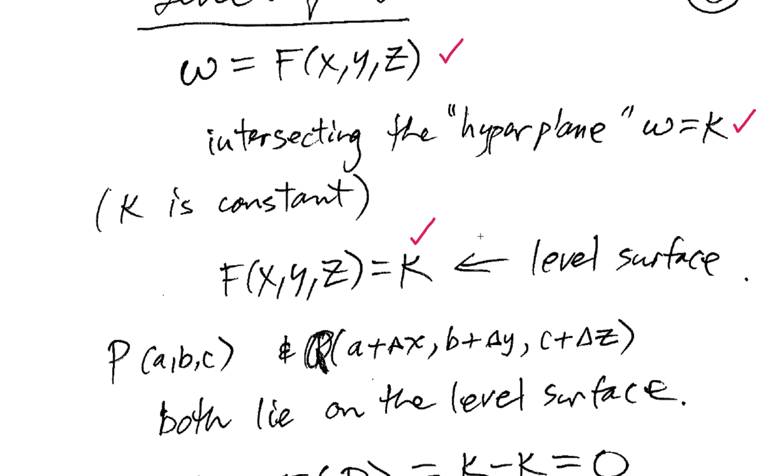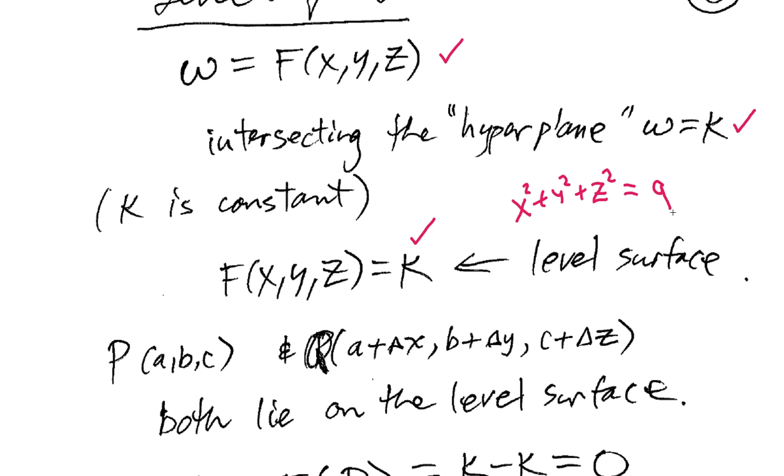What would be examples of level surfaces? How about x squared plus y squared plus z squared equals 9? What would that be? x squared plus y squared plus z squared equals 9. That's what we call a level surface. That would be a sphere of radius 3 centered at the origin, 0, 0, 0.